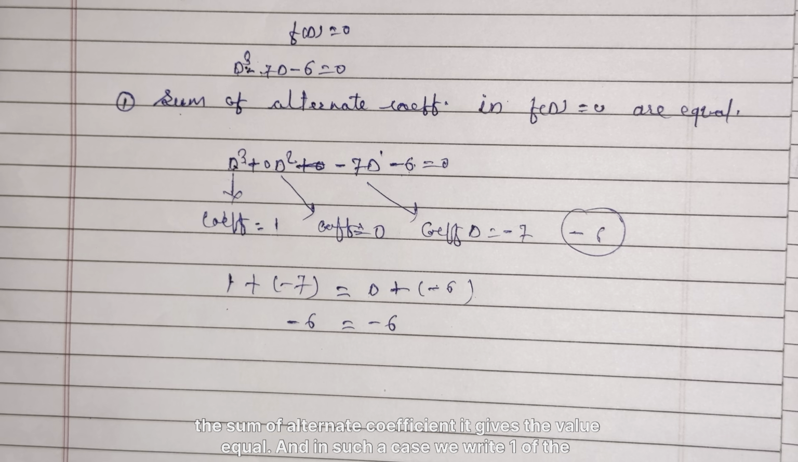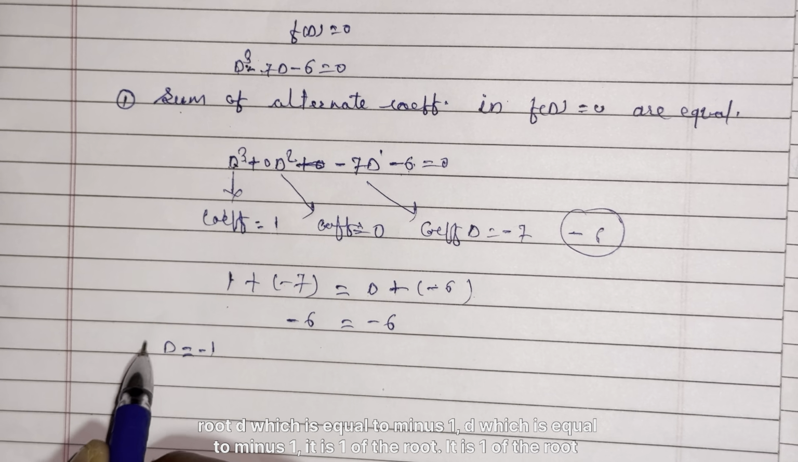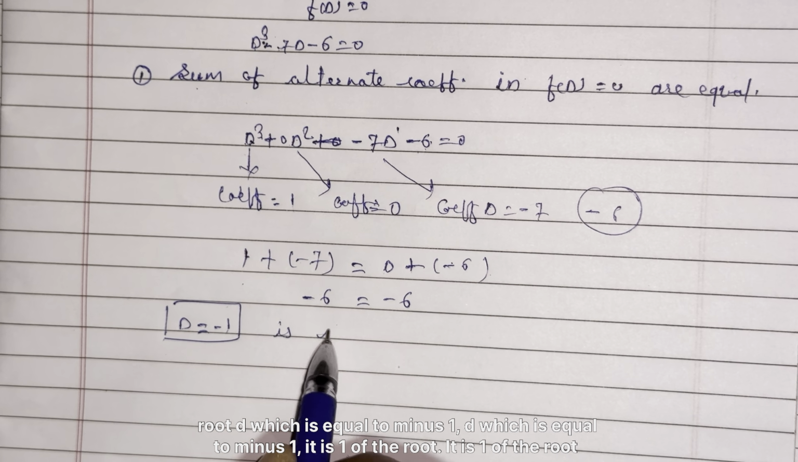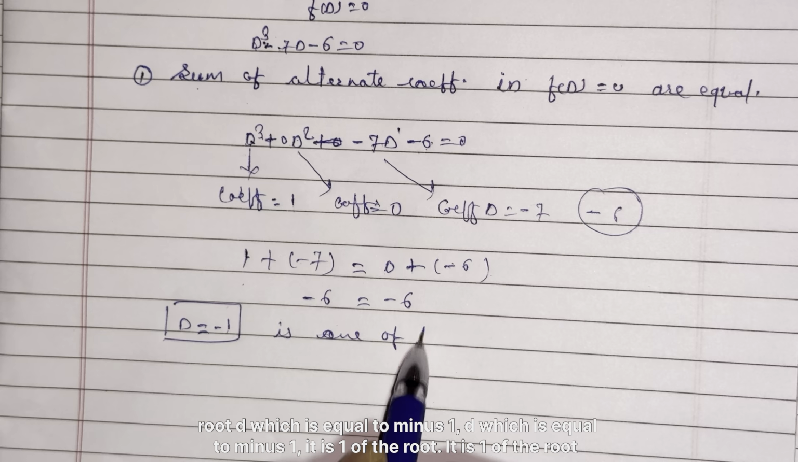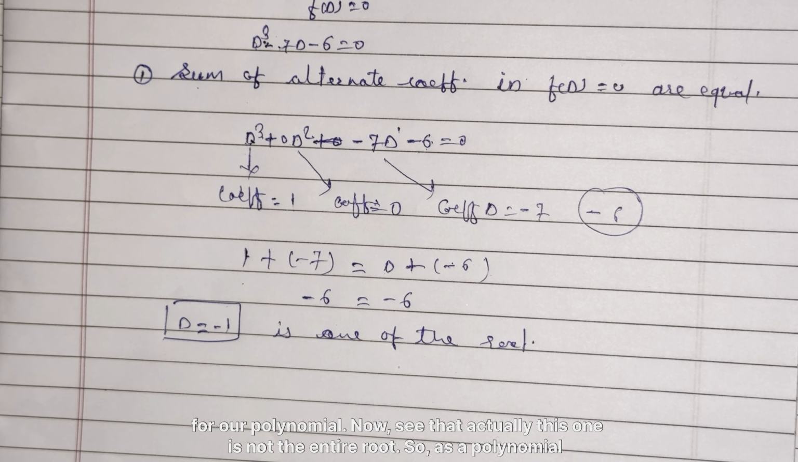In such a case we write that d equal to minus 1 is one of the roots for our polynomial. Now see that actually this is not the entire set of roots.